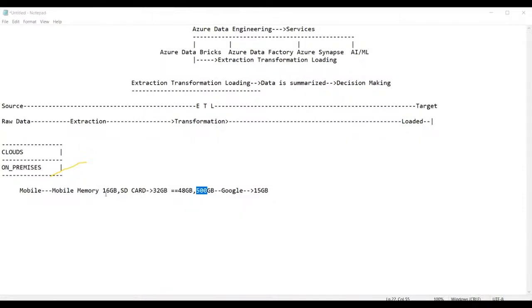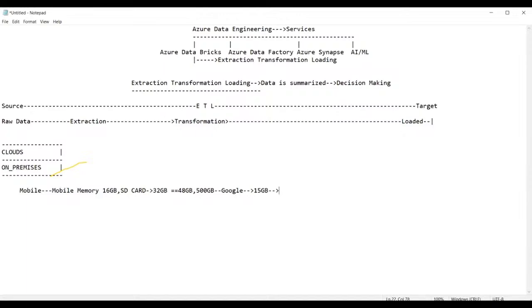My mobile memory already has 16 GB memory, and I have installed an SD card. I've put some SD card and it has the 32 GB memory. Totally both the memories amount to 48 GB, but I have some more 500 GB memory to be stored. So for that, I took the support of Google Drive, and Google Drive is providing only 15 GB memory. What is the alternative for me now? My external hard disk. External hard disk, that is fine, okay, but I want the data.